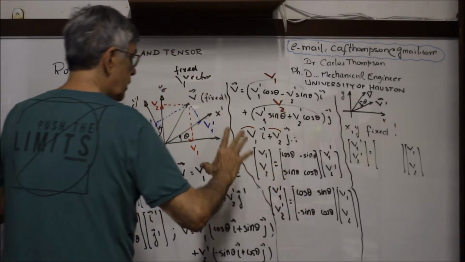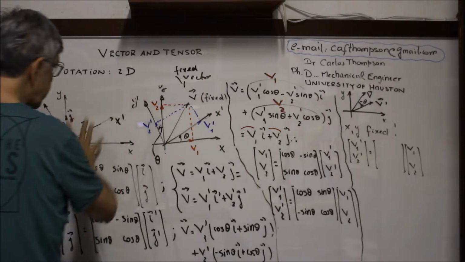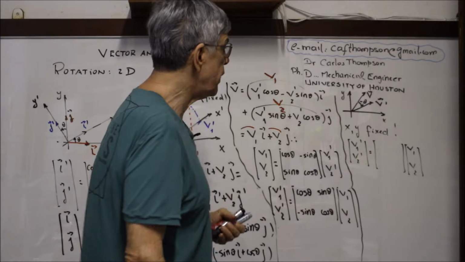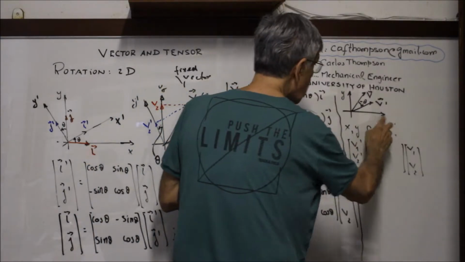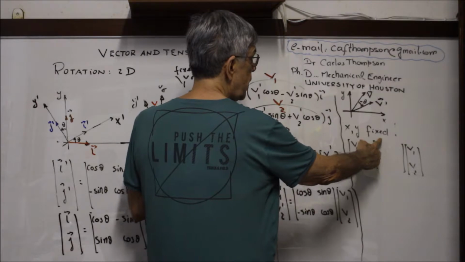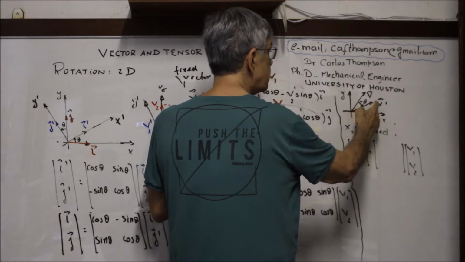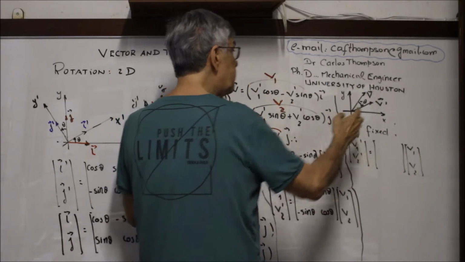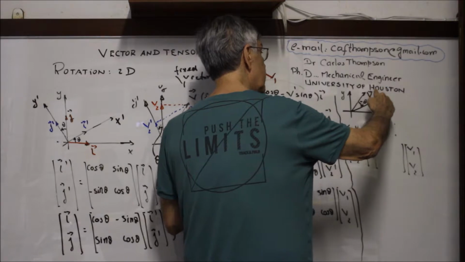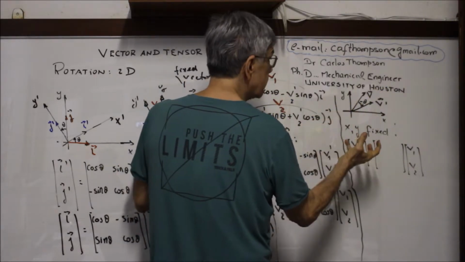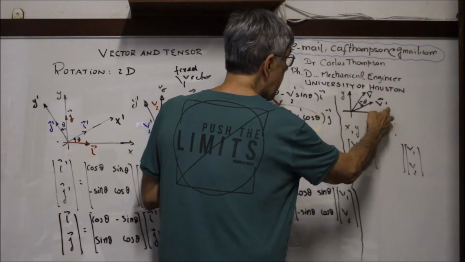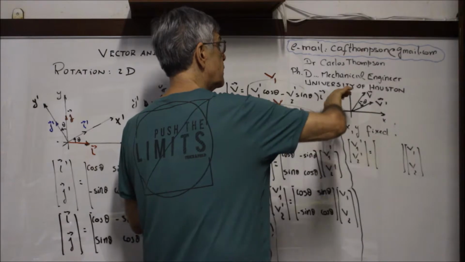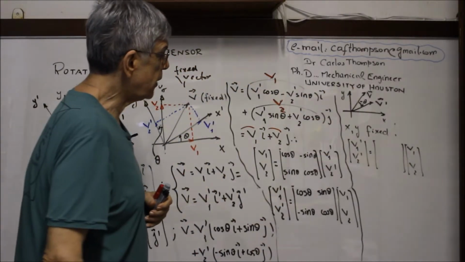Now, let's forget for a while this figure over here. Let's go to this figure over here, in which x, y are a fixed system, and v prime moves to v. But we did before that v moved to v prime. Now we want the opposite. v will move to v prime, but theta is an angle in the clockwise direction.